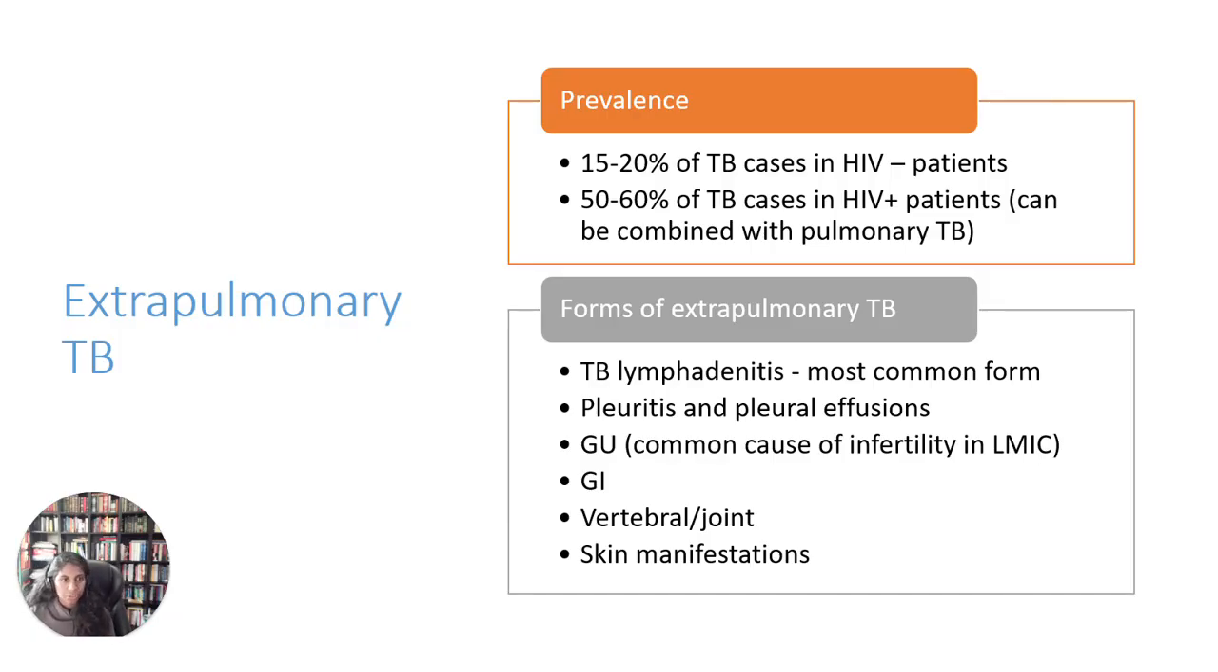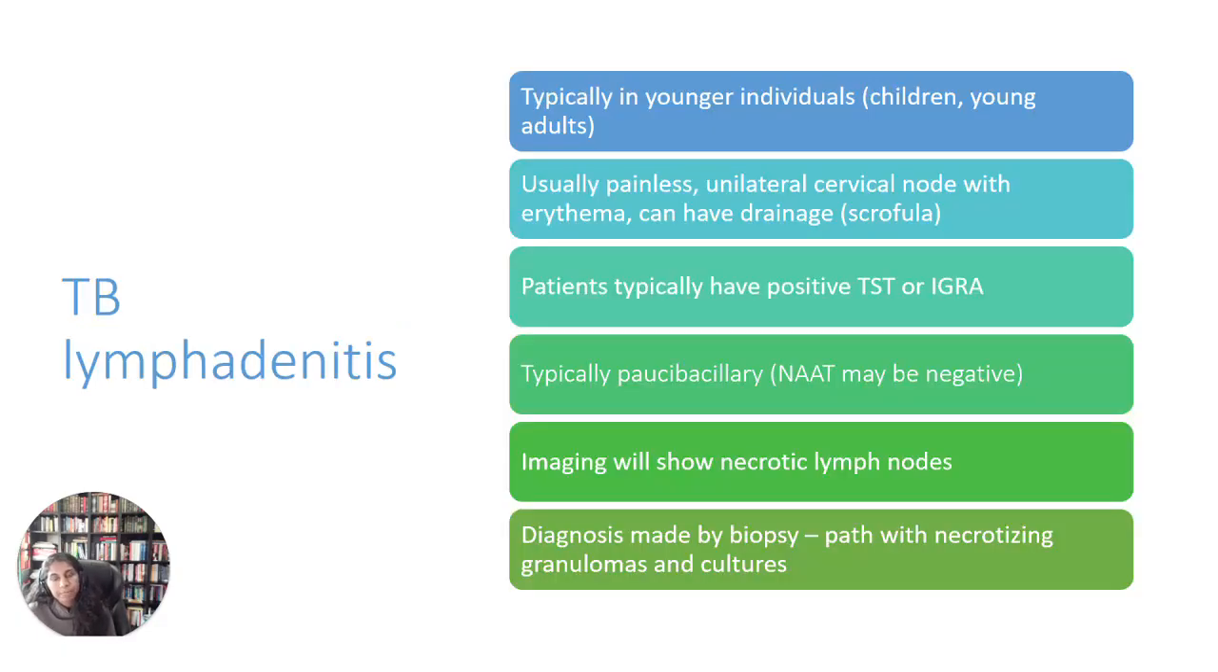Pleuritis and pleural effusions, which are considered extrapulmonary, is another form. GU-TB is actually a common cause of infertility in low and middle income countries. There's GI-TB, vertebral and joint TB, and skin manifestations of TB. So TB lymphadenitis typically is seen in younger individuals, such as children and young adults.